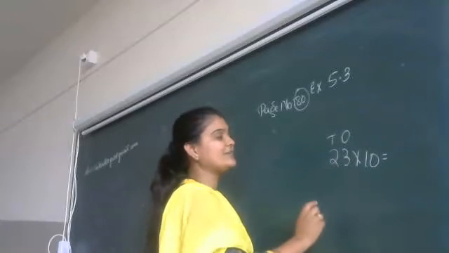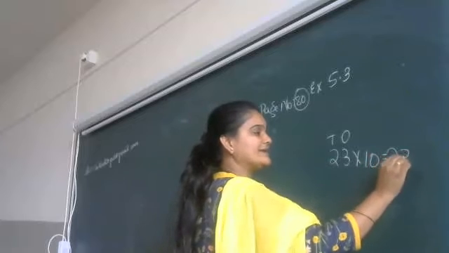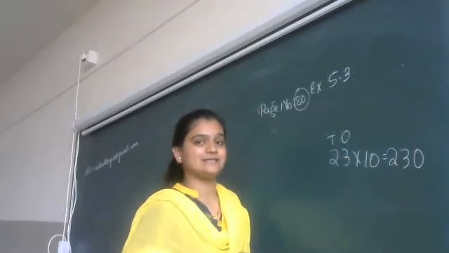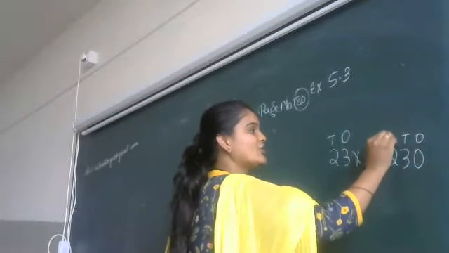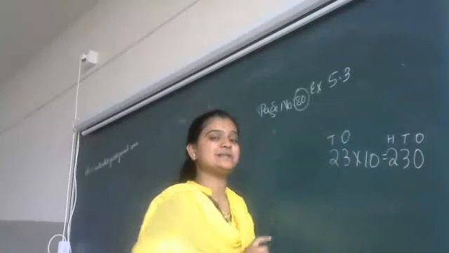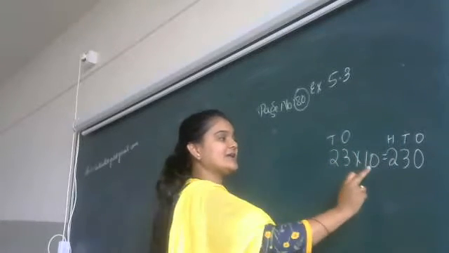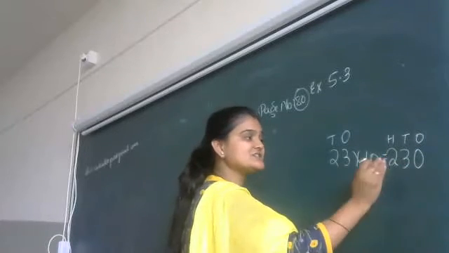So after multiplying, what do we get? 23 into 1 is 23 and 0 will be written in ones place. So in ones place we will write 0, in tens place it will now be 3, and in hundreds place it will be 2. The shift in the numbers: when we multiply by 10, 0 will come in ones place and the digits shift.